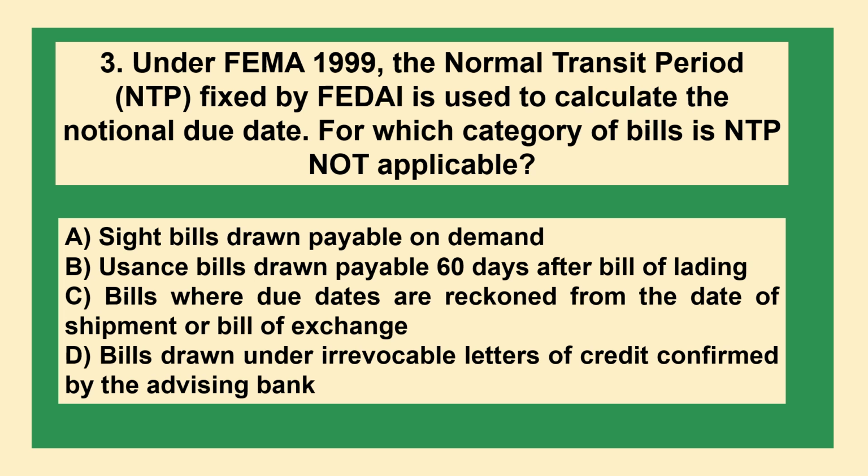Under FEMA 1999, the normal transit period (NTP) fixed by FETERS is used to calculate the notional due date. For which category of bills is NTP not applicable? Option A, sight bills drawn payable on demand. B, usance bills drawn payable 60 days after bill of lading. C, bills where due dates are reckoned from the date of shipment or bill of exchange. D, bills drawn under irrevocable letters of credit confirmed by the advising bank.